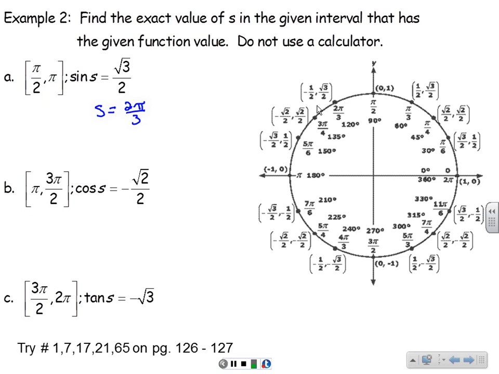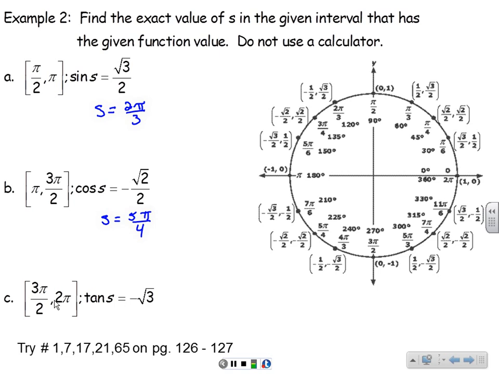Okay, so let's look at letter B. We're in the interval of pi to 3 pi over 2. That's going to be quadrant 3. We're talking about cosine of a certain angle. And so if cosine is your x coordinate, we're going to look for an x coordinate of negative radical 2 over 2. And so we have an x coordinate of negative radical 2 over 2 here. And so we're looking at 5 pi over 4. So S is going to be 5 pi over 4.